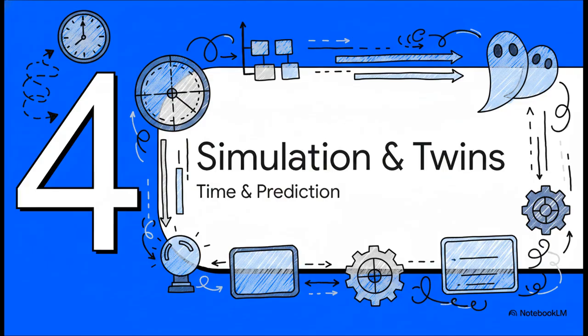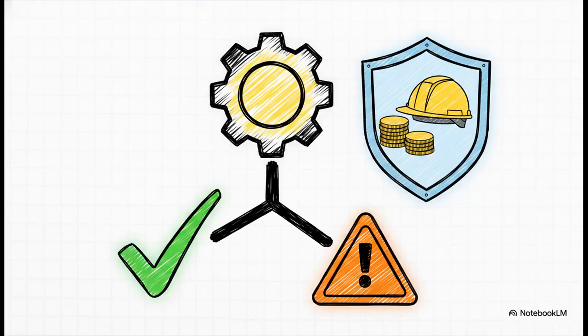Now for Section 4, Advanced Simulation and Digital Twins. Let's add time and prediction to the mix. Enter Discrete Event Simulation, often called DES. This brilliant tool allows project teams to safely test all sorts of what-if scenarios. Let's say you want to completely change a structural steel delivery schedule. Well, DES lets you observe the precise impacts of that change on your overall project timeline without risking a single dollar of actual capital or causing physical delays on site.